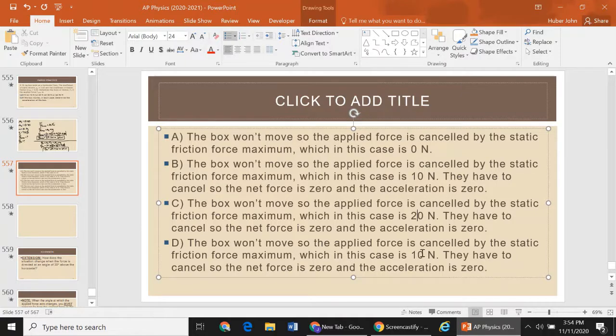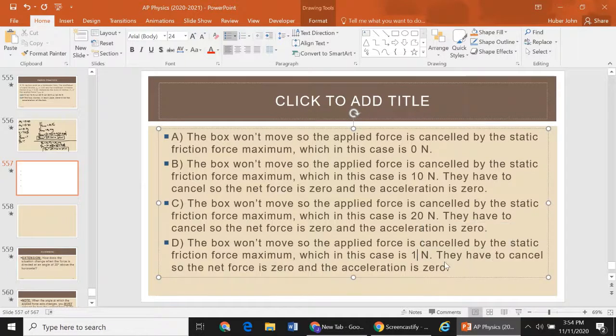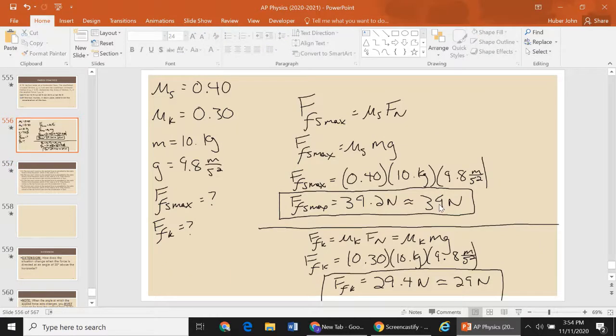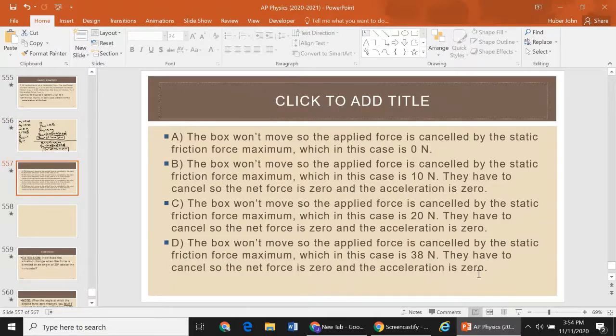And then even when it gets all the way up to 38, the static friction force maximum calculation tells us the maximum value of the static friction force is going to be 39 newtons, and the minimum force you have to apply to make the box move is 39 newtons, then 38 newtons is not enough. They have to cancel, so the net force is 0 and the acceleration is 0.